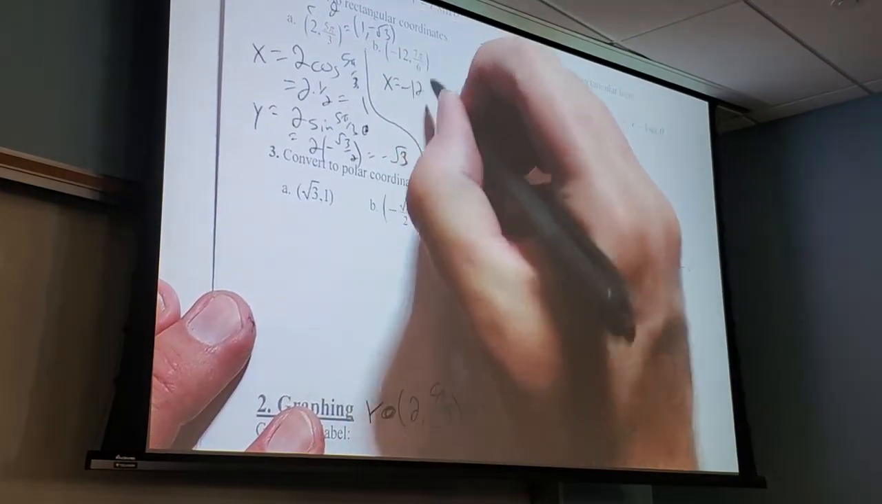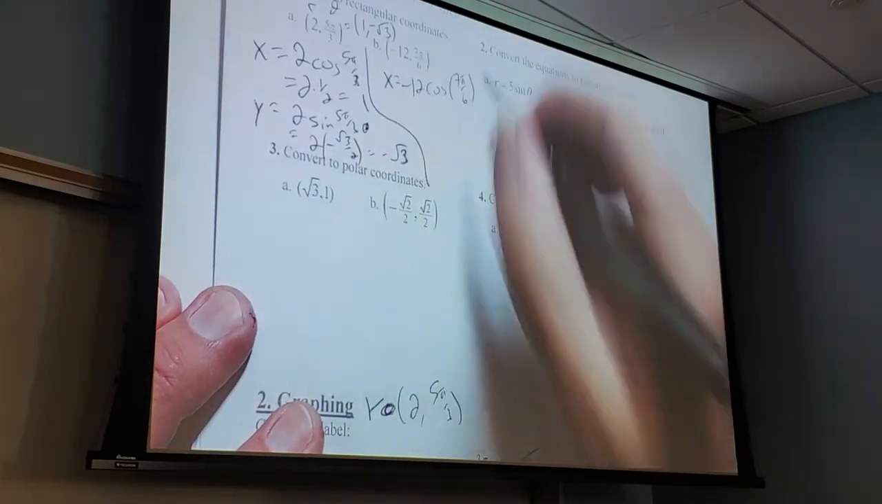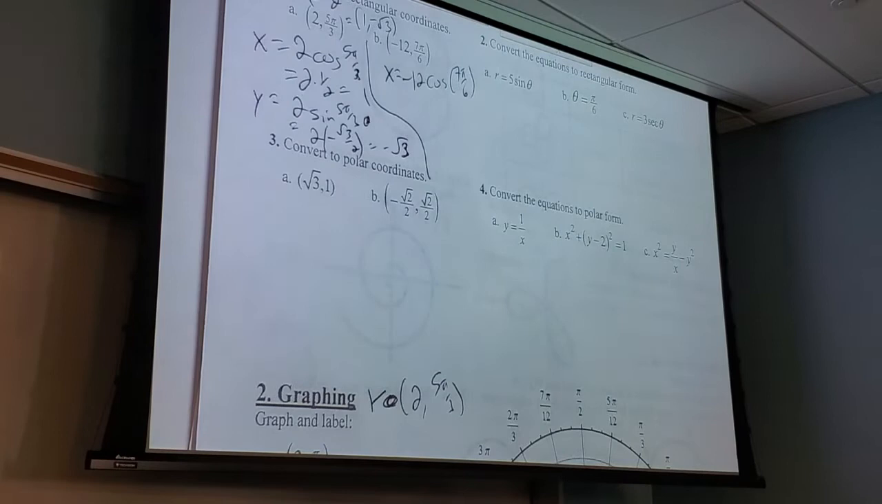Yeah, negative 12 times cosine 7 pi over 6. What's the reference angle for 7 pi over 6? 30 degrees, pi over 6, right? Yeah, it's 210 degrees, but what's the reference angle? 30 degrees. That's close to the x-axis, so what's cosine?